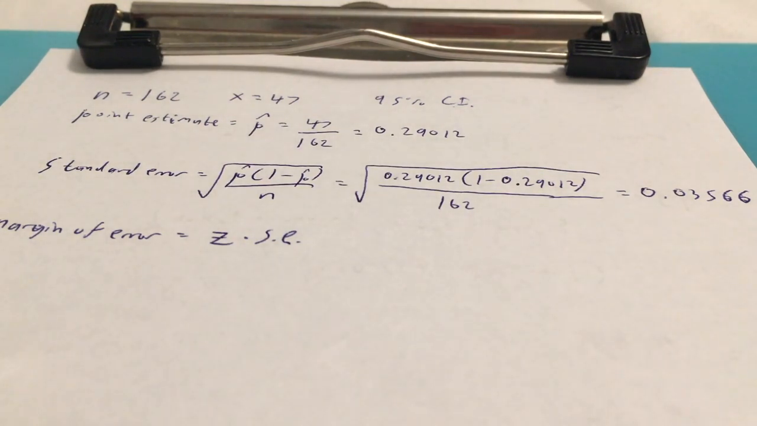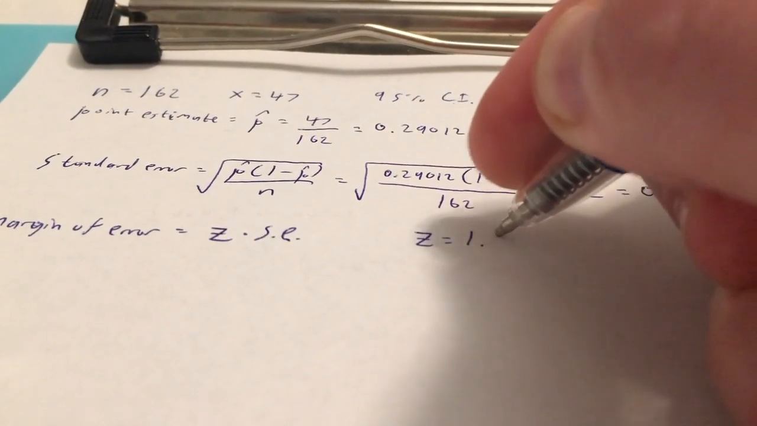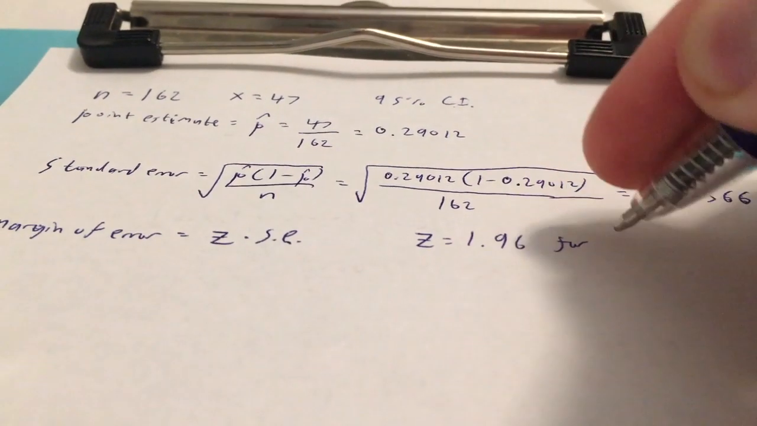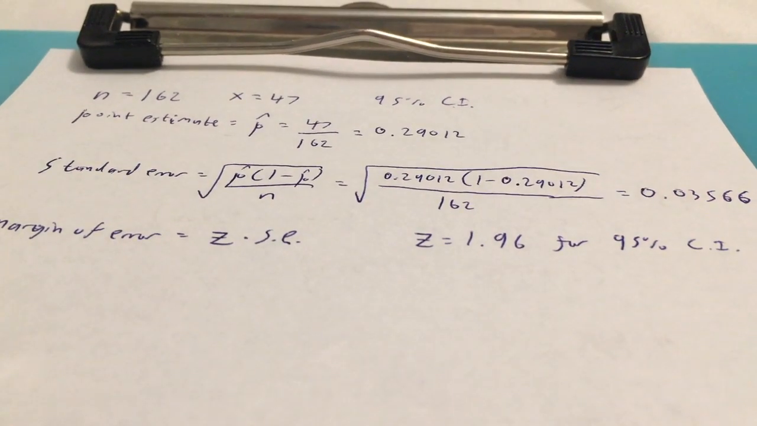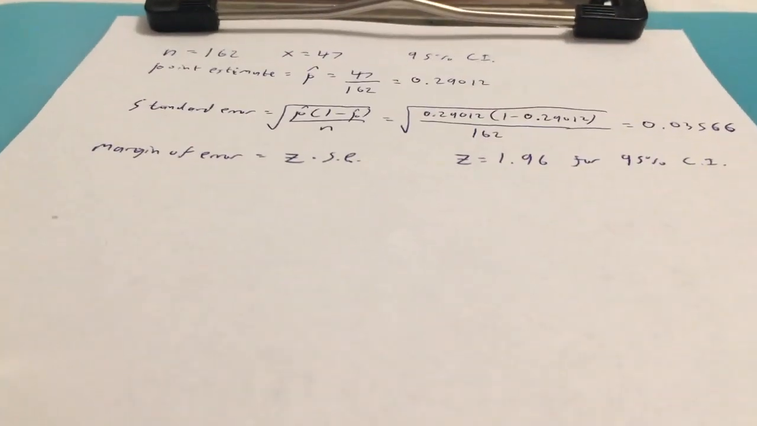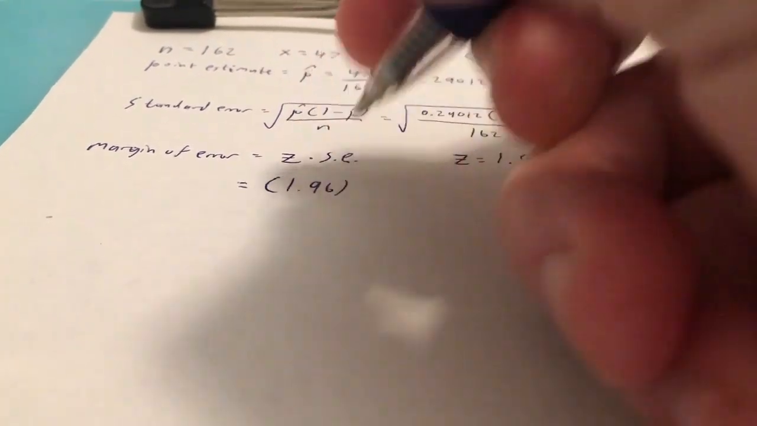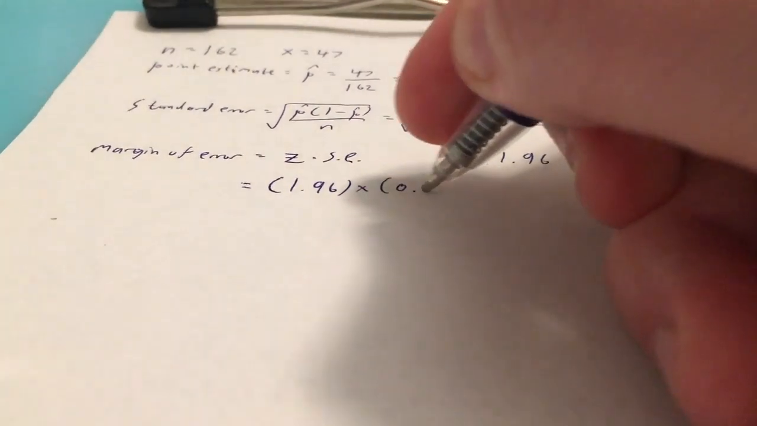Now, for a 95% confidence interval with proportions, this number is worth memorizing, and I will show you later in just a little bit where this number actually comes from. But z equals 1.96. That is the number to use for a 95% confidence interval. Once again, in just a moment, I will show you how to actually get that number. But for now, just take my word for it. The margin of error is going to be equal to 1.96 times the standard error that we just found a moment ago.